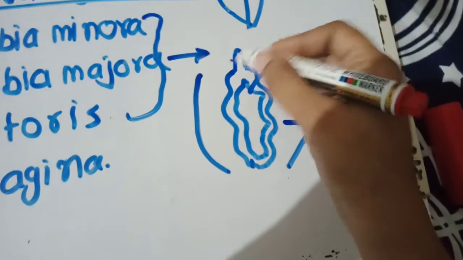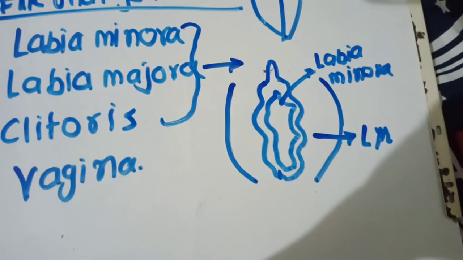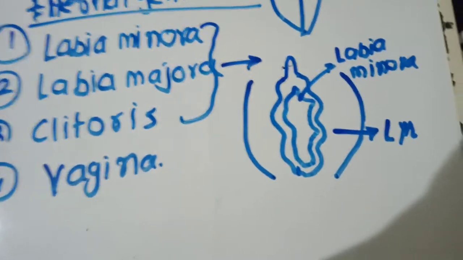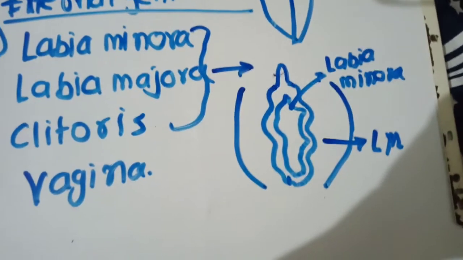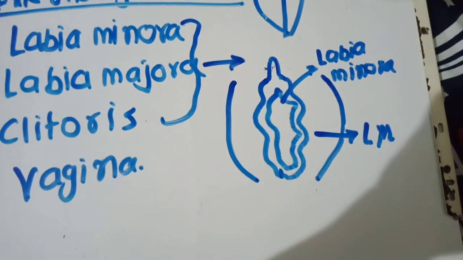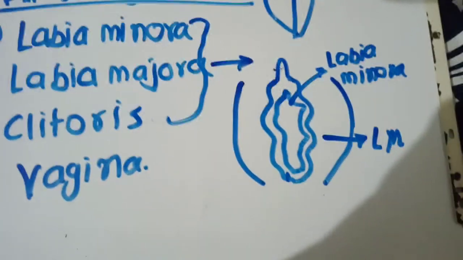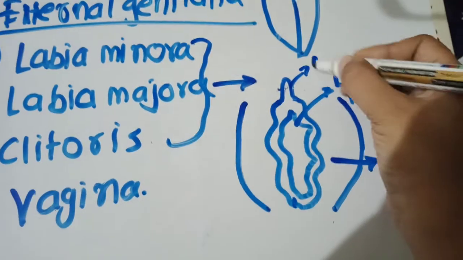The clitoris is a conical projection, which is very sensitive, an erectile organ. Just like males have the penis, the erectile organ, the same thing, the clitoris works here. This is called the clitoris.